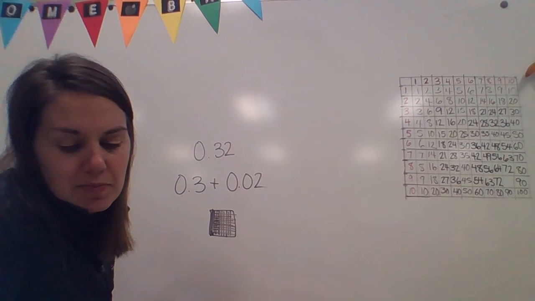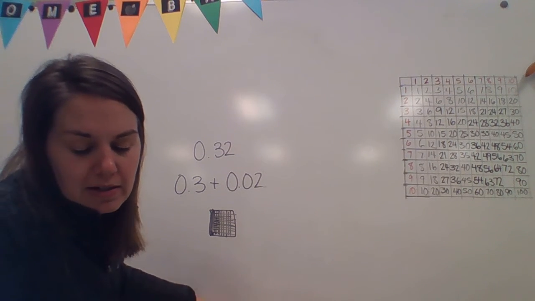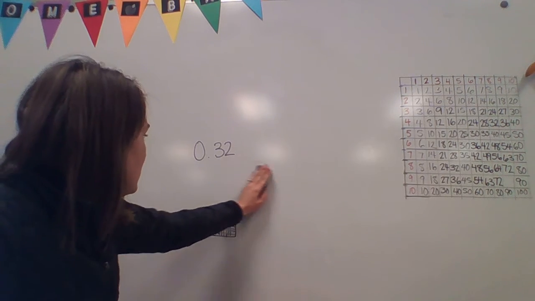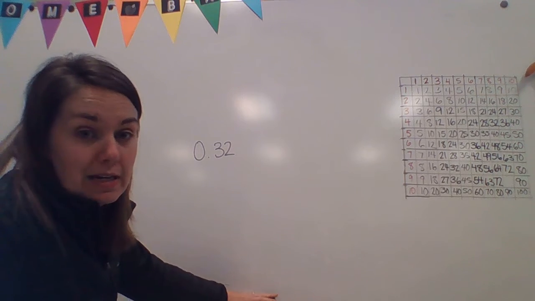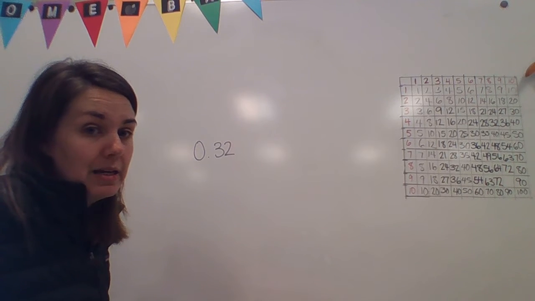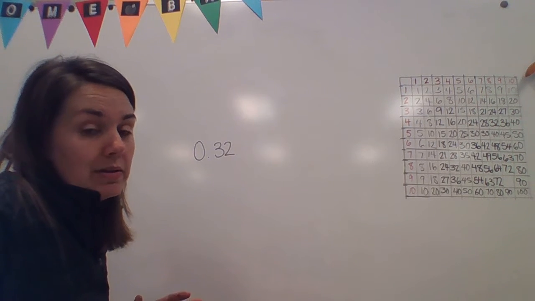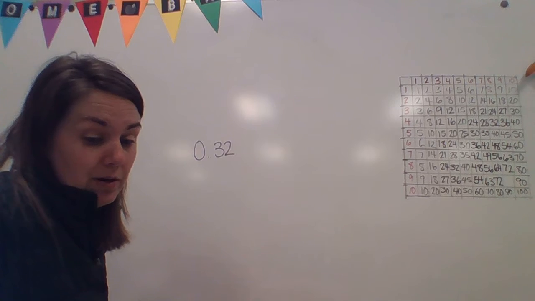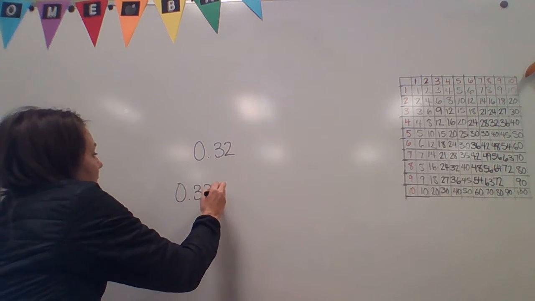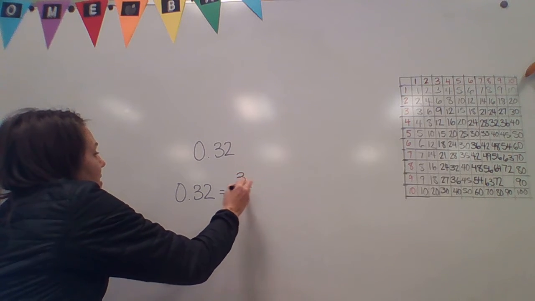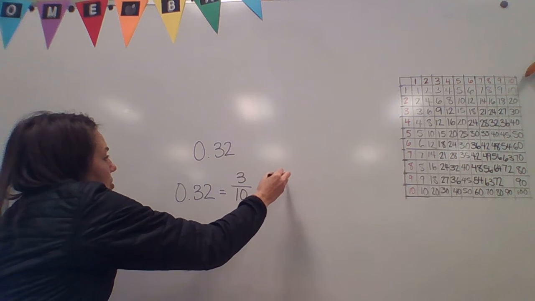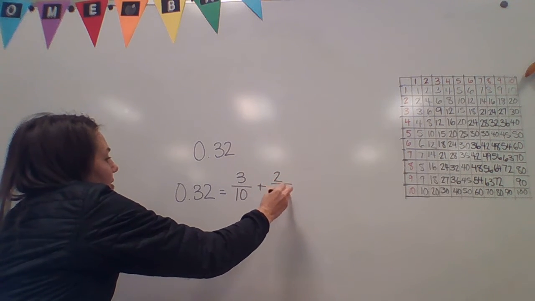B says complete each missing number to show 2 ways to write 0.32 or 32 hundredths in expanded form using fractions. So first we did it with decimals. I feel like it's a little bit easier, when I'm thinking about place value with decimals, to think about the fractional part, right? So like we said, 0.32 is the same as 3/10 plus 2/100.